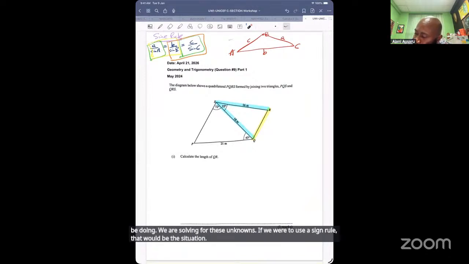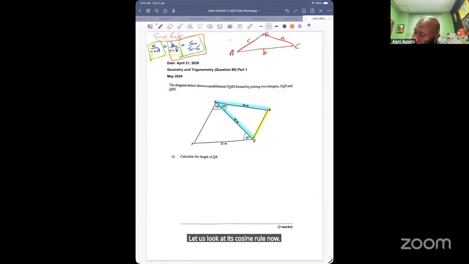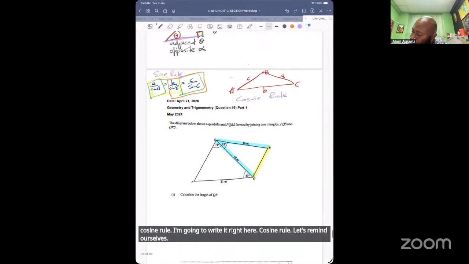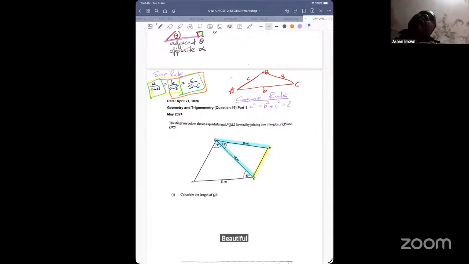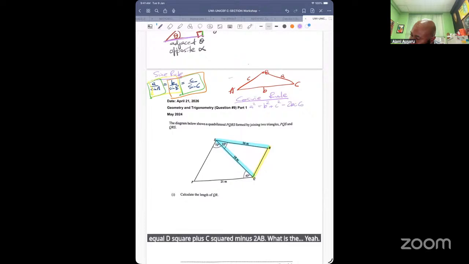Let us look at the cosine rule now. Cosine rule. I'm going to write it right here. Let's remind ourselves. What does the cosine rule say? Anybody want to tell me? A squared equals B squared plus C squared minus 2BC cos A. Beautiful. 2BC cos of the angle A, correct?